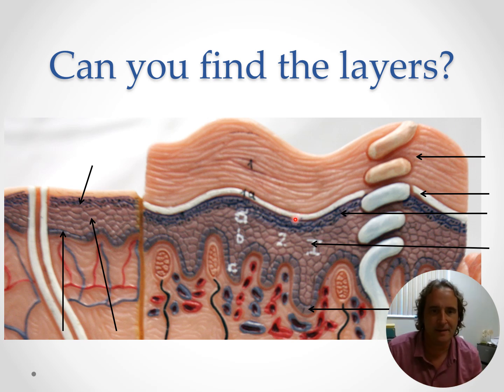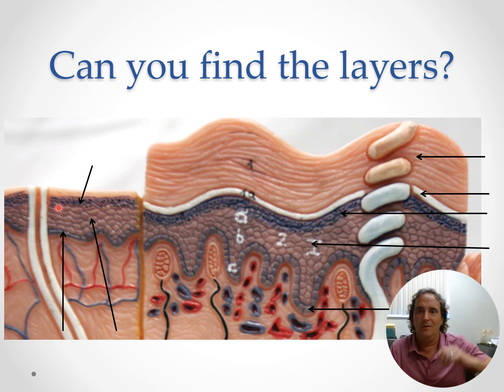So I said B and C. You see a line right here. Everything over here is B. Everything over here is C. This is the foot, so you know that this is going to be thick skin. The armpit, if you wanted to touch your armpit, you could, and you would notice that it was thin.